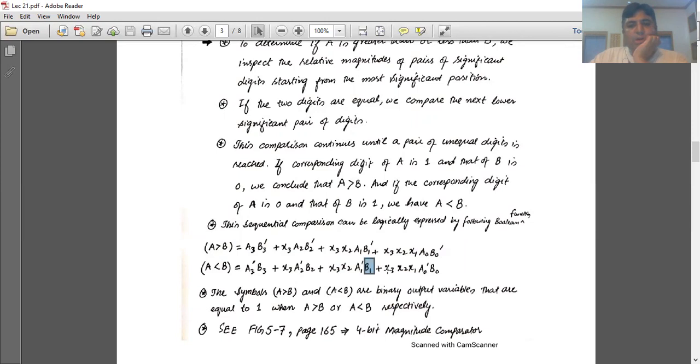Or if they are also equal, then x3 into x2 into x1, then a naught is equal to 0 and b naught is equal to 1. So this whole equation will give you the result A is less than B.